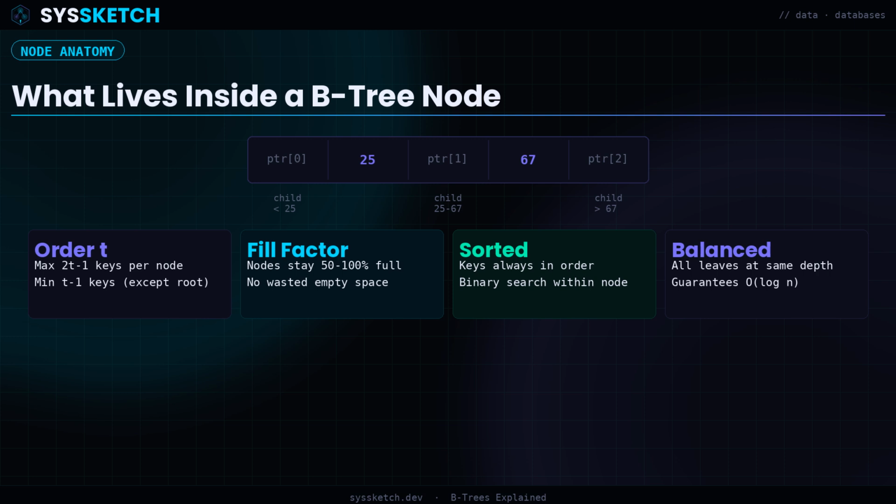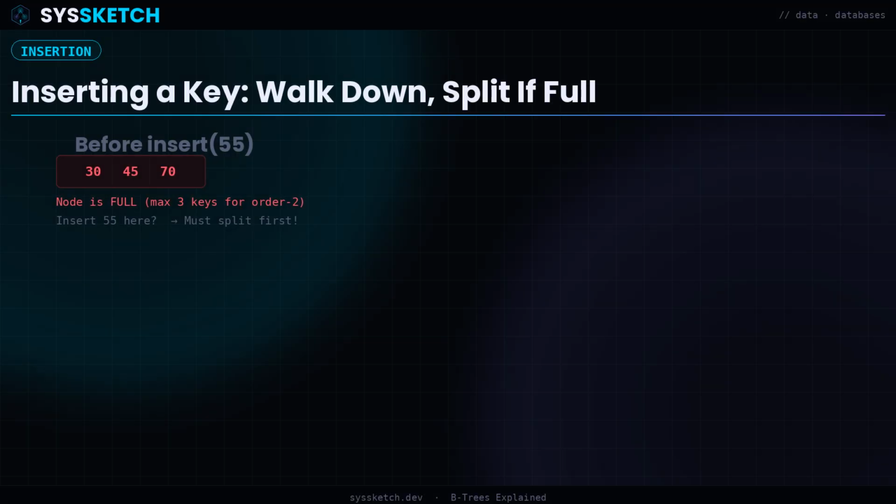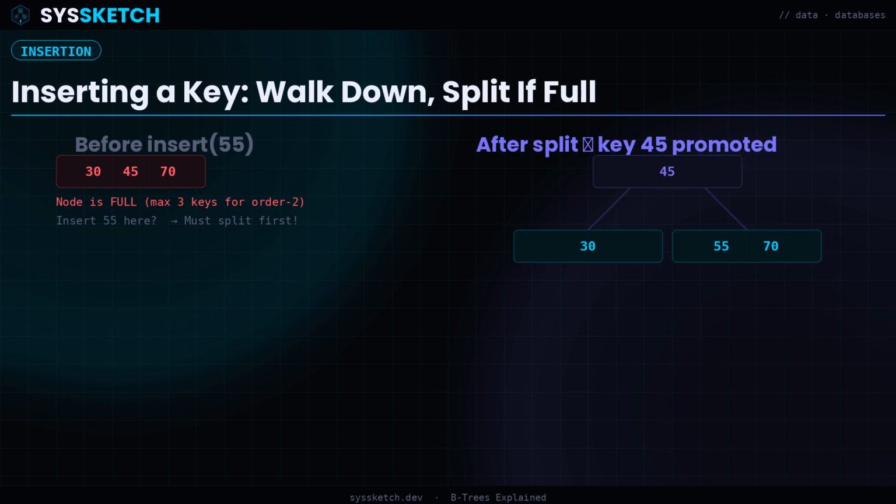The reason B-trees have high order, meaning many keys per node, is disk physics. A disk or SSD read operates on pages, typically 4 to 16 kilobytes at a time. You pay the same latency cost whether you read 1 byte or a full page. So the smart move is to pack as many keys as possible into each page.